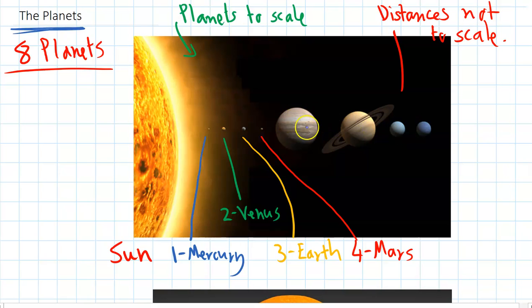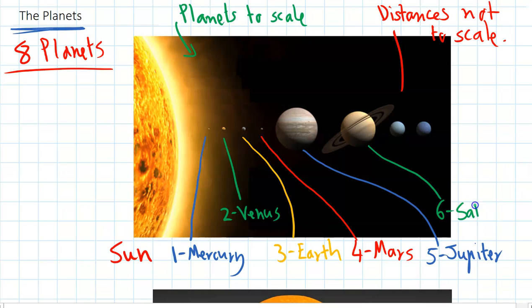Okay, then we have the 4 larger planets, and Jupiter is the 5th planet, and it's actually the largest of all the planets. So it's the second biggest object in the solar system behind the sun. Okay, Jupiter. Then we have the planet with rings that most people recognize, which is Saturn. Then the 7th planet is Uranus. And the 8th planet is Neptune.